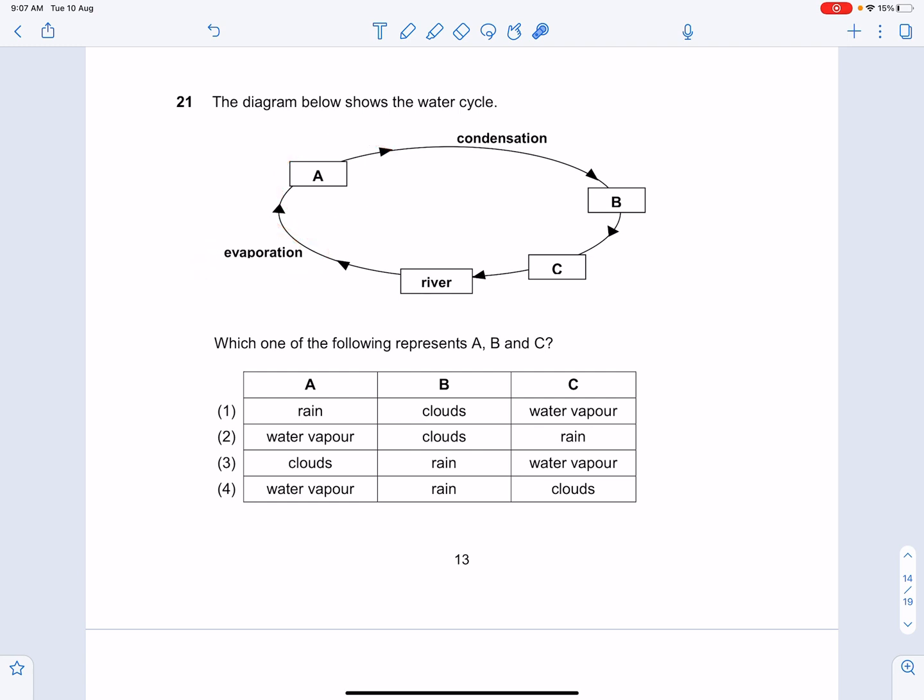Now we know that evaporation is actually the gain of heat from its surroundings. And then after that, liquid water will become water vapor. So right off the top, I know that A in this case is water vapor. It is right after a process. Then your water vapor will undergo condensation whereby it will lose heat. After it loses heat, it actually becomes tiny water droplets, or water droplets.